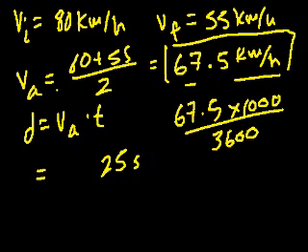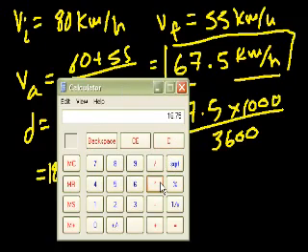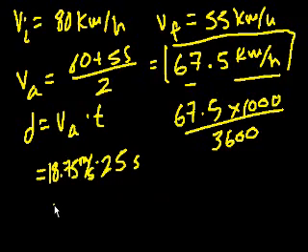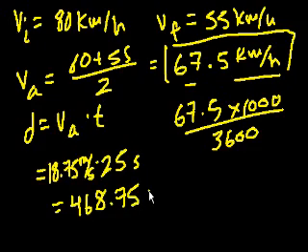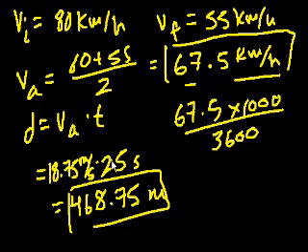18.75. That's the meters per second. That's the average velocity in meters per second. And we go for 25 seconds. So what does that give us? Times 25 equals 468.75 meters. That's how far it traveled just to brake from 80 kilometers per hour to 55 kilometers per hour. And it took 25 seconds.